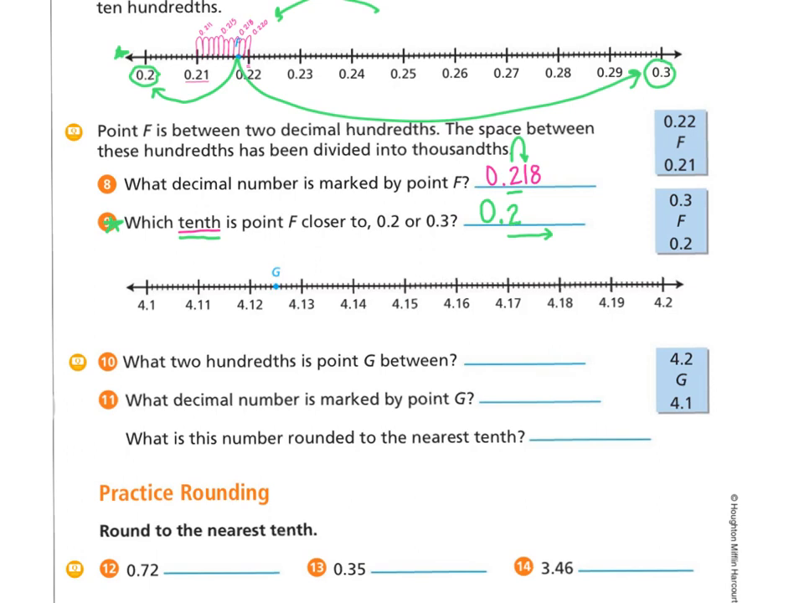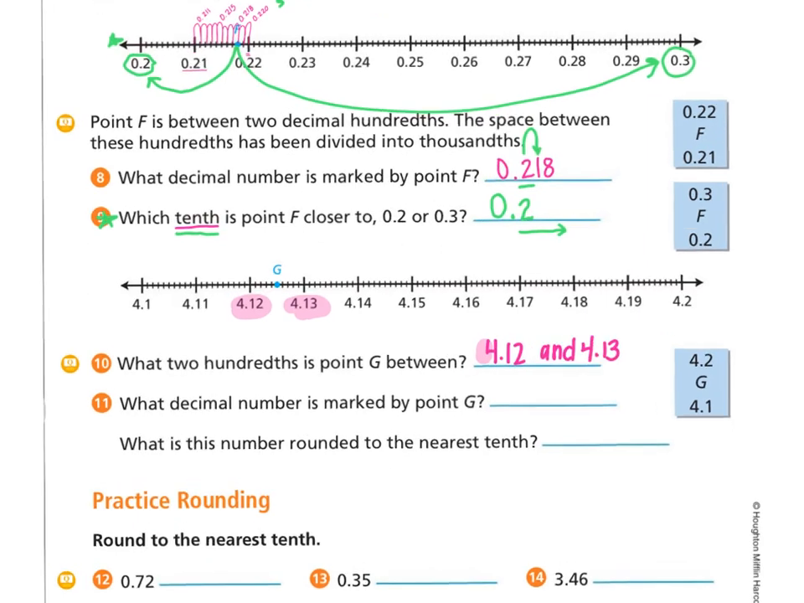Number 10 says, what 2 hundredths is point G between? You should have looked at the hundredth marks and seen that it's between 4 and 12 hundredths and 4 and 13 hundredths. Now it's asking you specifically what decimal number is marked by G. Let's zoom in and see how you did.